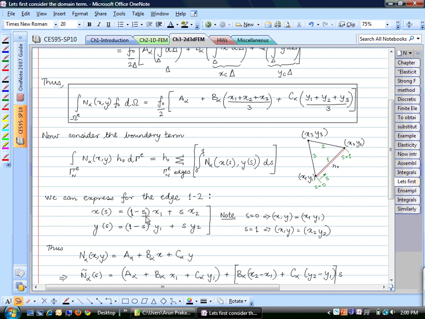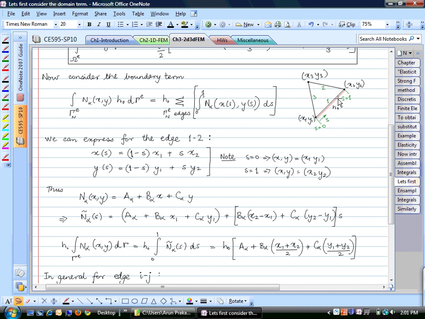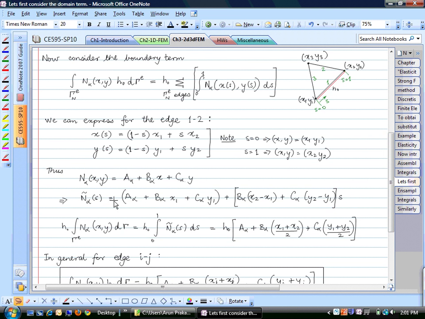So we get x1, y1 for s is equal to 0. If you plug in s is equal to 1, then this term falls off, and what you are left with is x2 and y2. So in going from here to here, s varies from 0 to 1. So this is just a parameter. You have parameterized one of the edges of the triangle. And now you can calculate your integral.